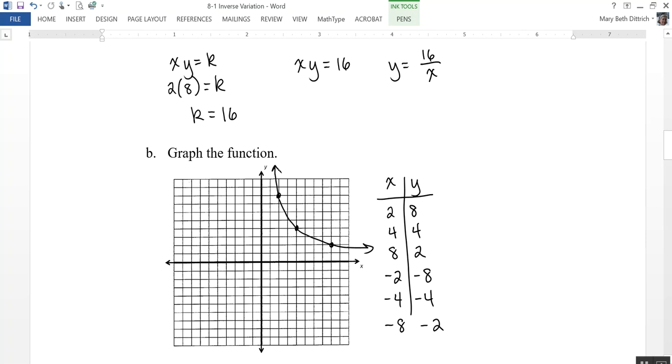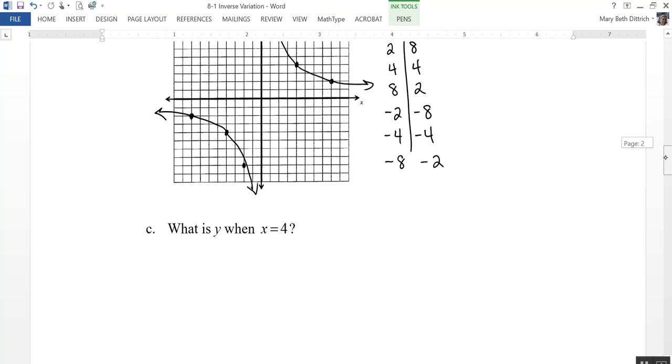And then when I do the negative values, negative 2, negative 8, negative 4, negative 4, negative 8, negative 2, that gives me the other branch. So that's what the graph of an inverse variation equation looks like.